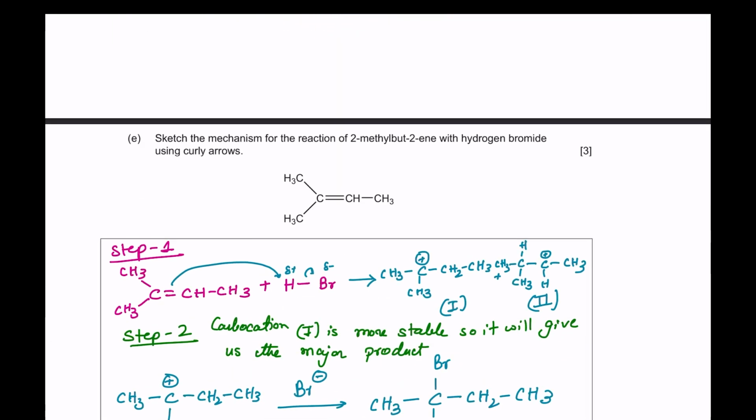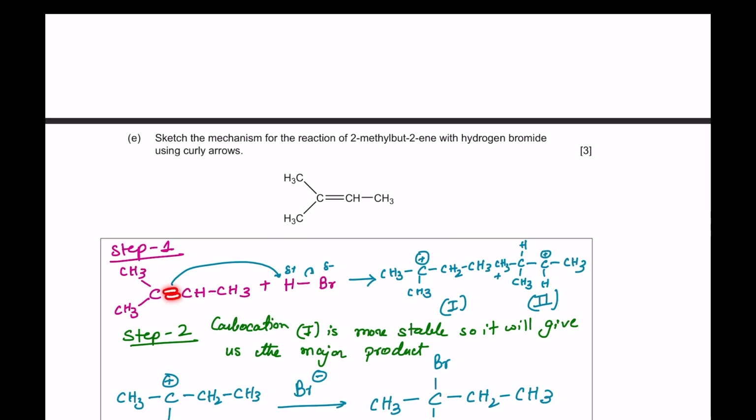So now in part E, we have to sketch the mechanism of the reaction of 2-methylbutene with hydrogen bromide. This is the 2-methylbutene, it's also written here, and HBr. In HBr, hydrogen will have a partial positive charge and Br will have a partial negative charge. This is because Br is more electronegative than hydrogen, so Br will pull electrons towards itself and have a little extra negative charge. So Br will have a delta negative charge and hydrogen will have a delta positive charge.